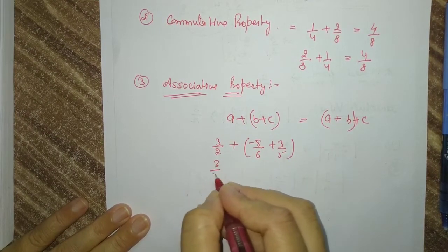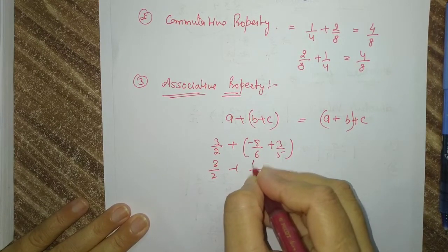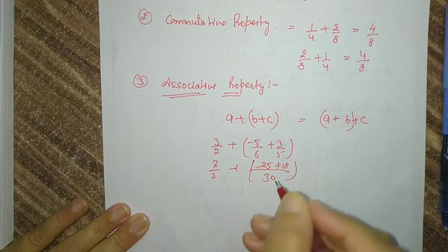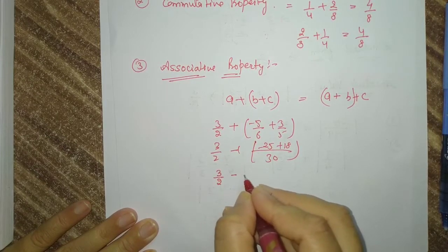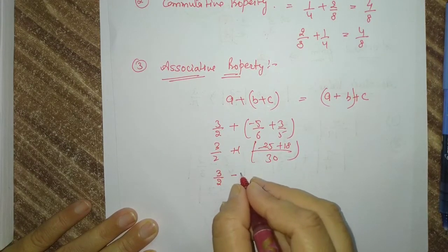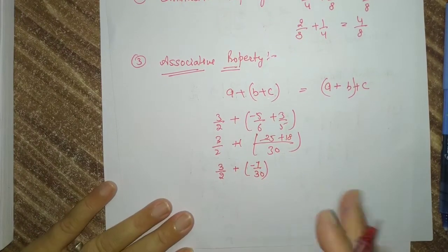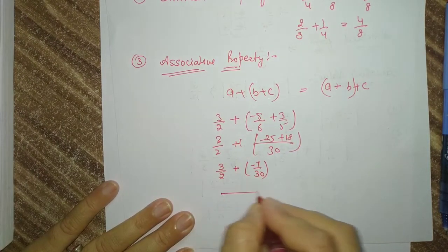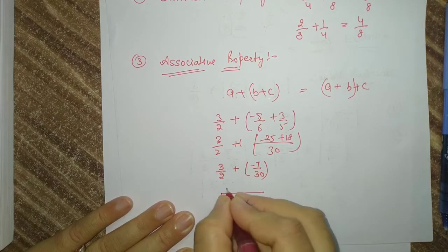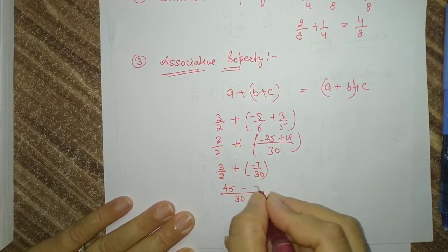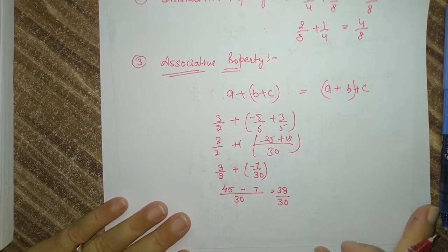If we solve, the LCM is 30, then minus 25 plus 18, 3 by 2, here is plus, minus 7 by 30. Okay, and then if you solve, the LCM is 30 only, and here is 45 minus 7, then we get 38 by 30. From here we get, students, 38 by 30.